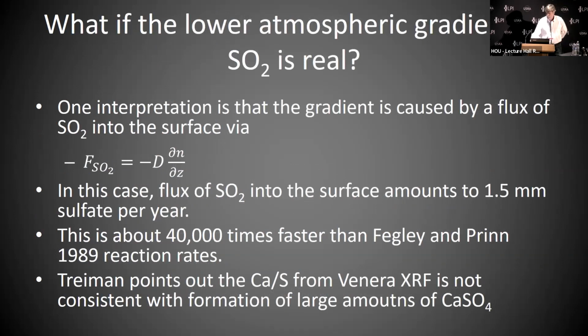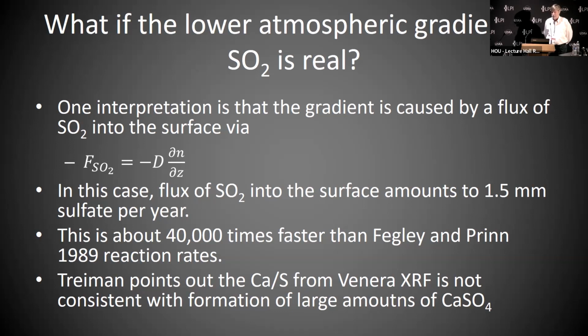So if this gradient is real, the one from the Vega, you could interpret this gradient to mean a flux into the surface, and that's an extreme assumption, because normally you would think of the gradient as a result of gas-gas reactions. But if that gradient really implied a flux, this is about 40,000 times faster than the Fegley and Prinn results, and probably similar to the reaction rates that the more modern experiments will show.